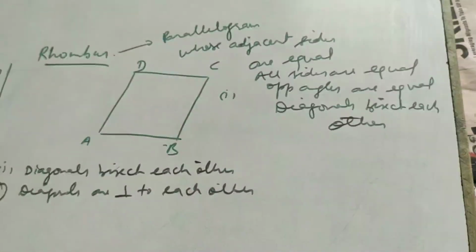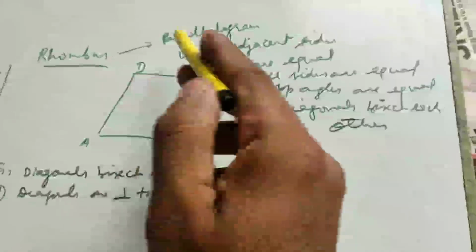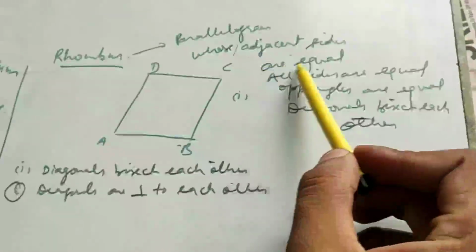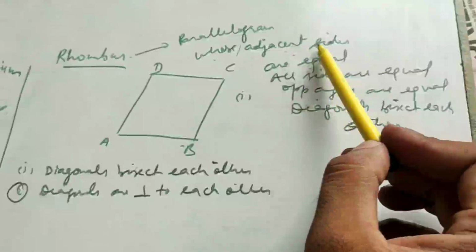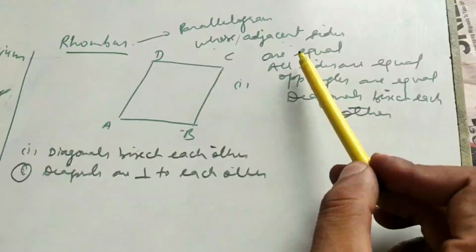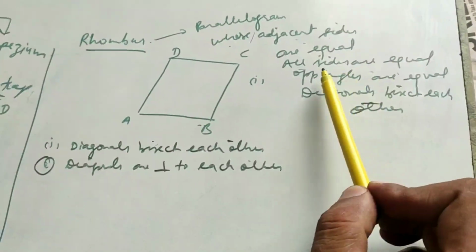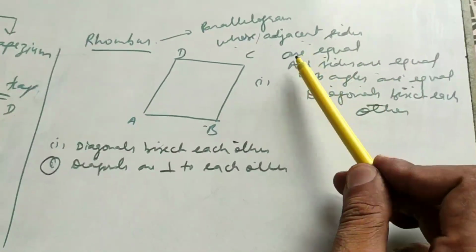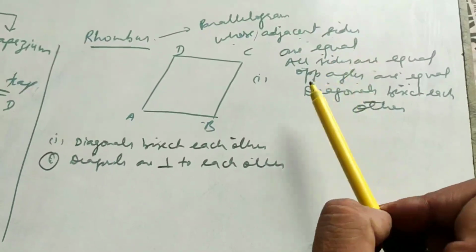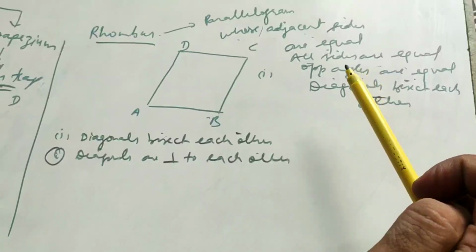Now we have the rhombus. A rhombus is a kind of parallelogram whose adjacent sides are equal. If in a parallelogram you have adjacent sides as equal, you can call it a rhombus. So all sides are equal in a rhombus. Opposite angles are equal, and the diagonals will bisect each other, because it has all the properties of a parallelogram.